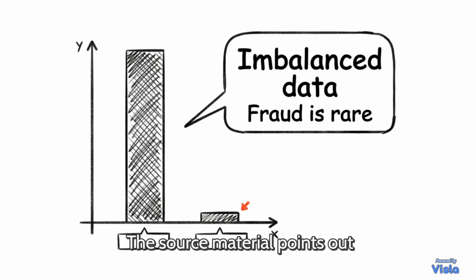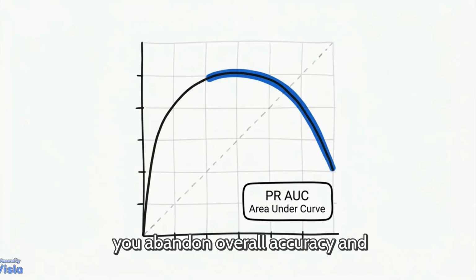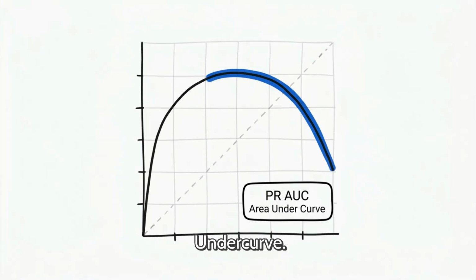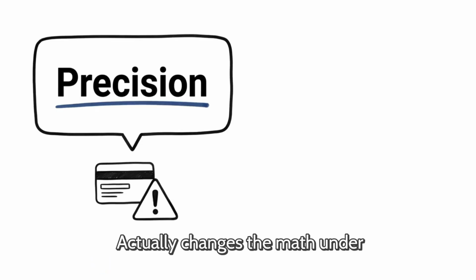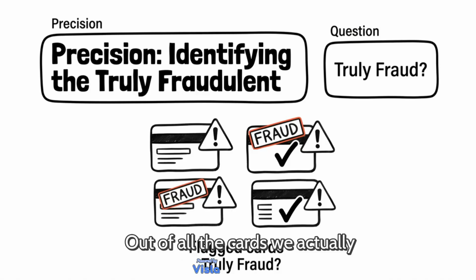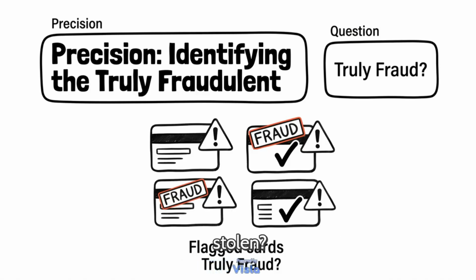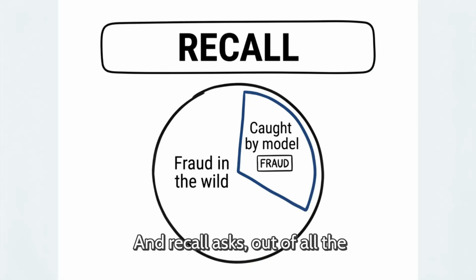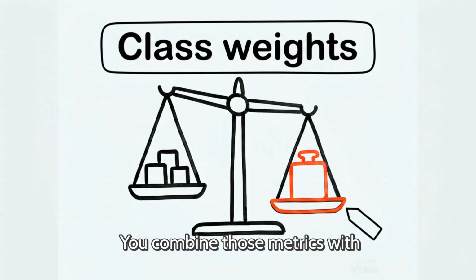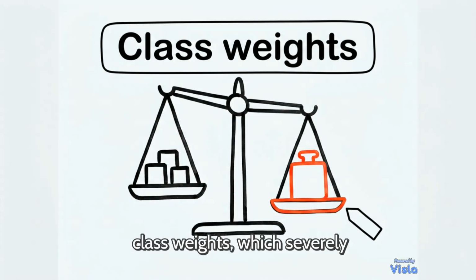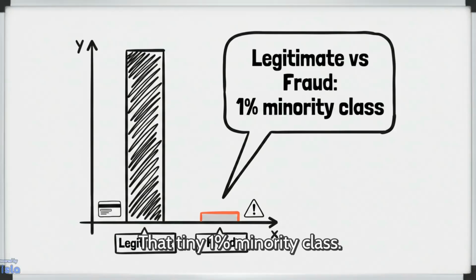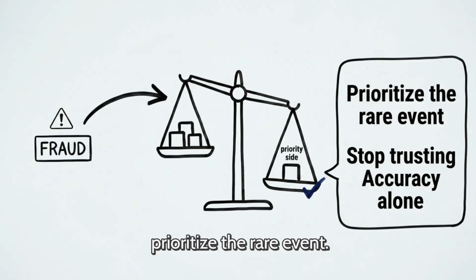The source material points out that for imbalanced data, you abandon overall accuracy and you look at PRAUC, which stands for Precision Recall Area Under Curve. Okay, walk us through how that actually changes the math under the hood. So precision asks a specific question: out of all the cards we actually froze, how many were legitimately stolen? And recall asks, out of all the real fraud out there in the wild, how much did our model actually catch? You combine those metrics with class weights, which severely penalize the algorithm mathematically for missing that tiny 1% minority class. So you force the model to prioritize the rare event.